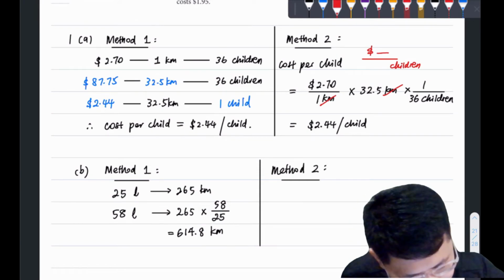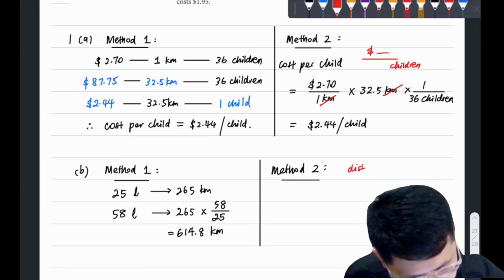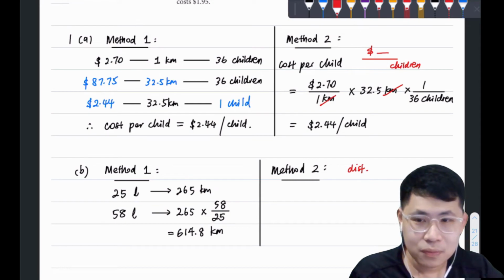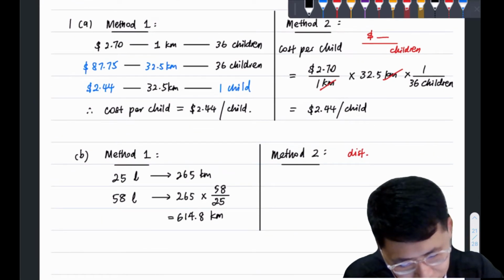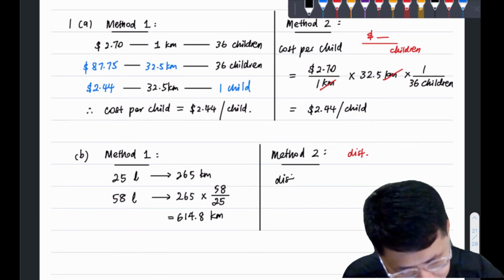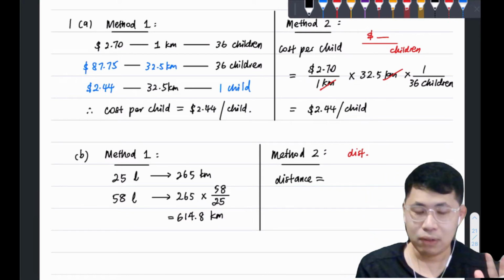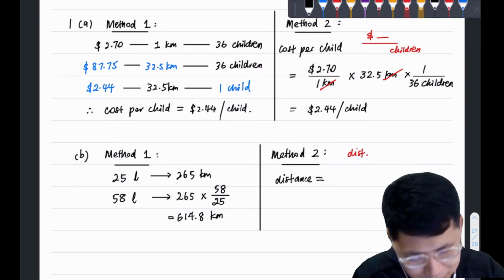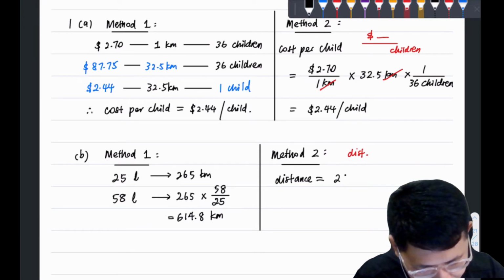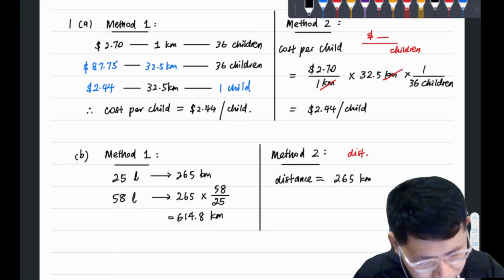Okay, so method 2, I'm actually looking for distance traveled. So I will need to start with distance traveled over here, and I'm going to need to cancel the rest so that I'm only remaining with distance. Alright, so let me start off with 265 kilometers first.